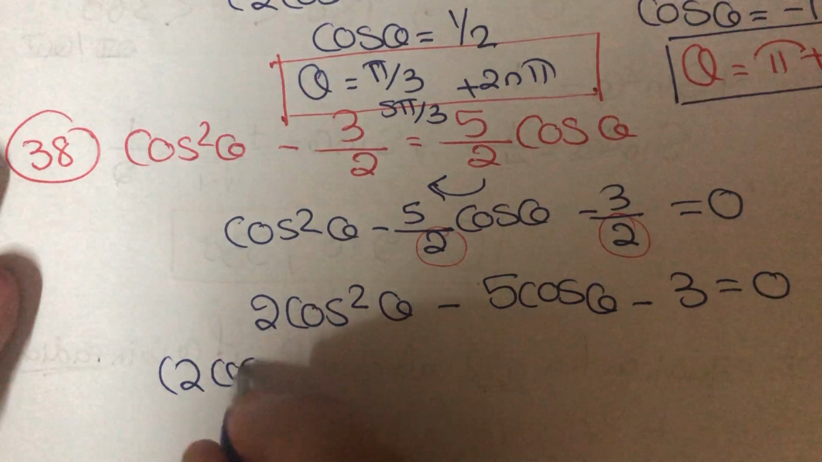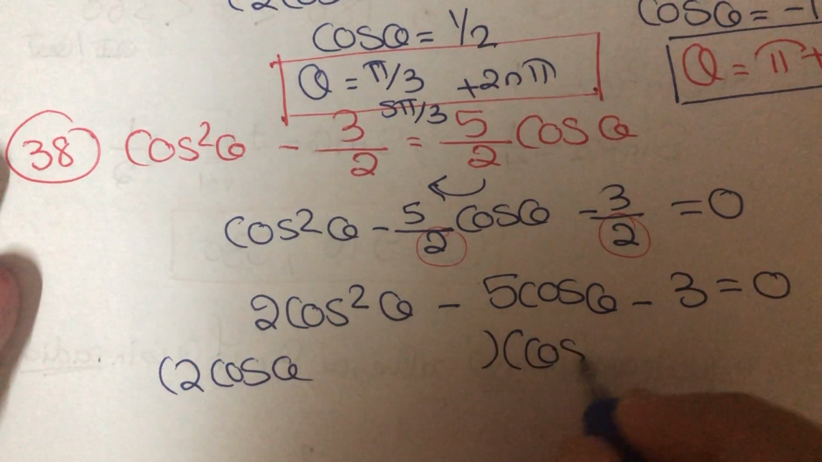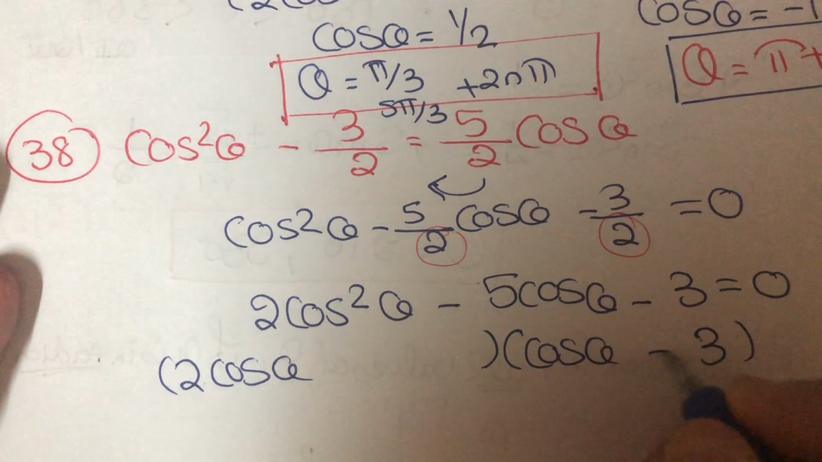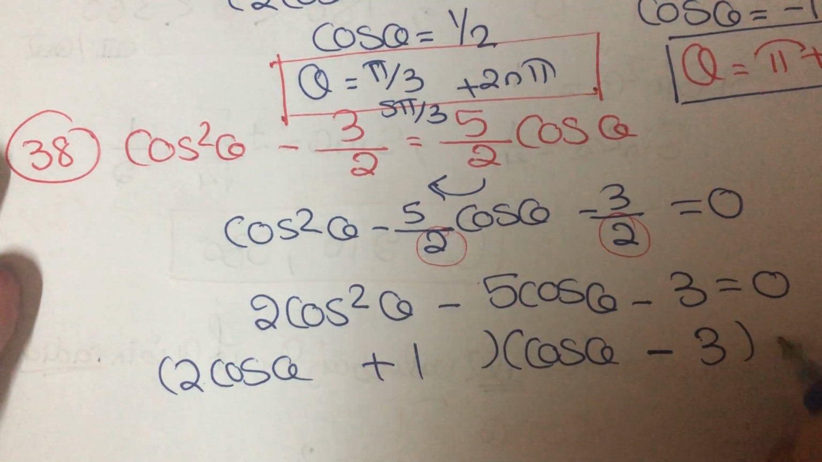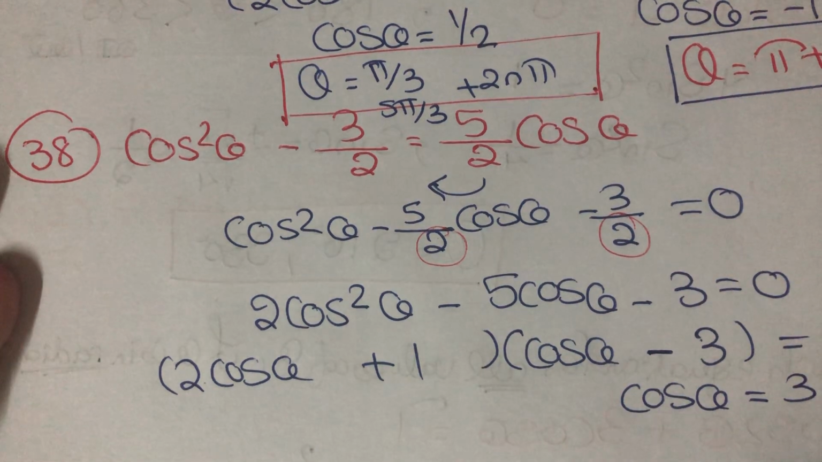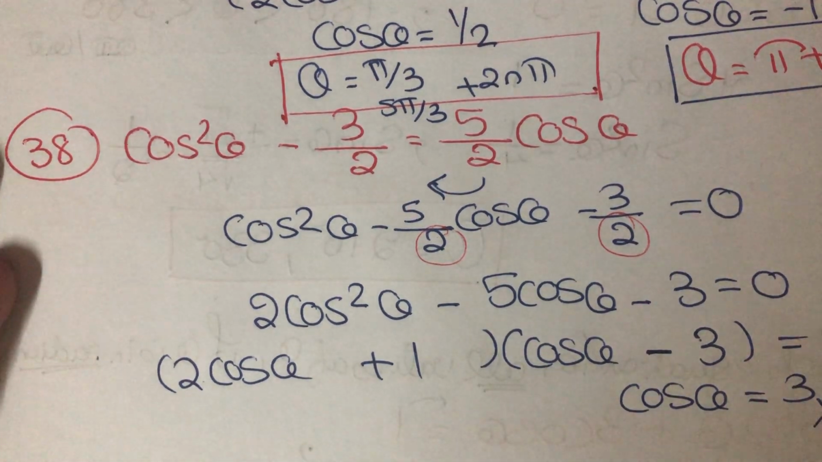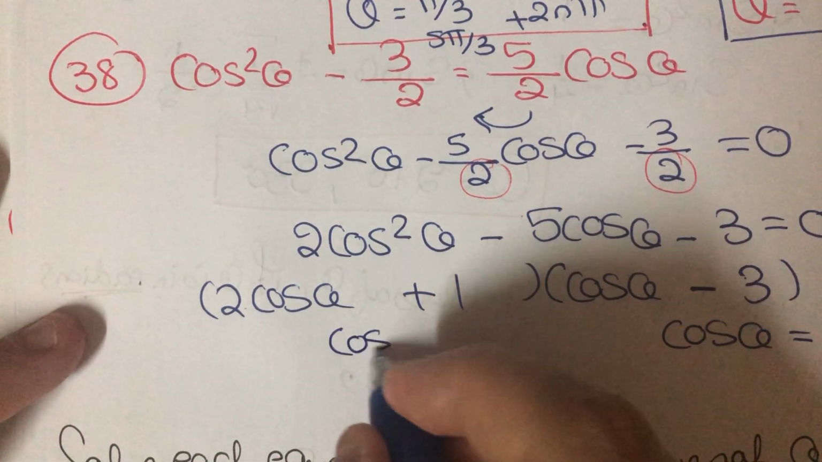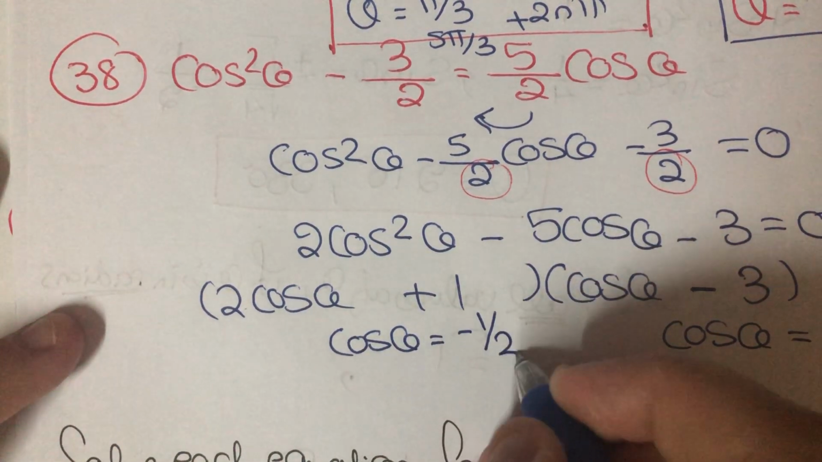Open brackets, 2 cosine theta. I think I would put a 3 here to get a 6, and I'll make it negative, and here a positive 1. This one would give me cosine theta is equal to 3, which is no way, cosine theta is never equal to 3 in our life. And this one, cosine theta is equal to negative half.